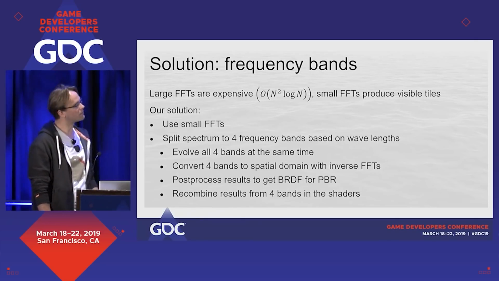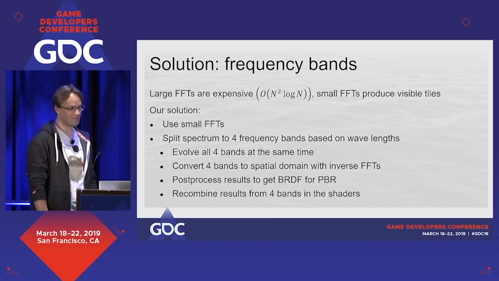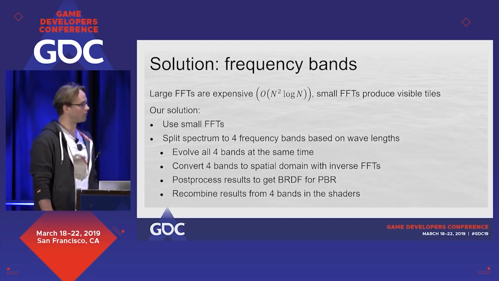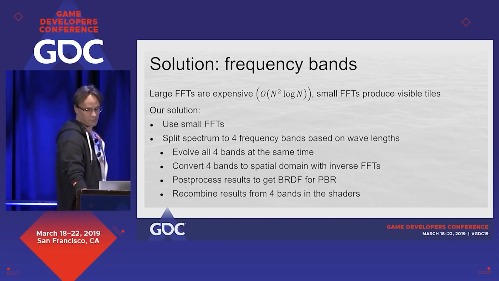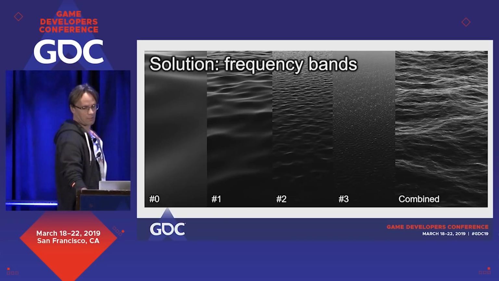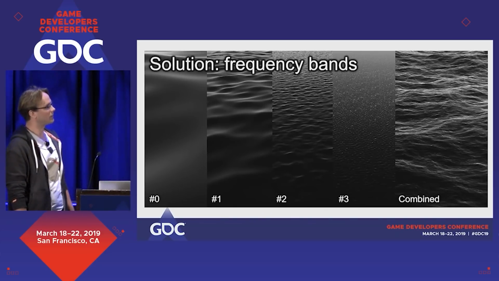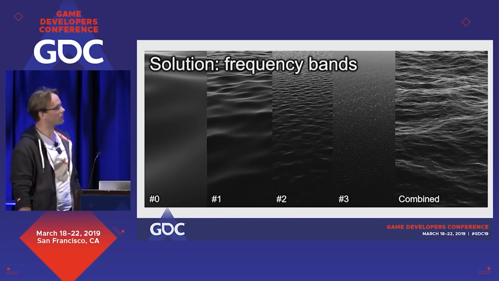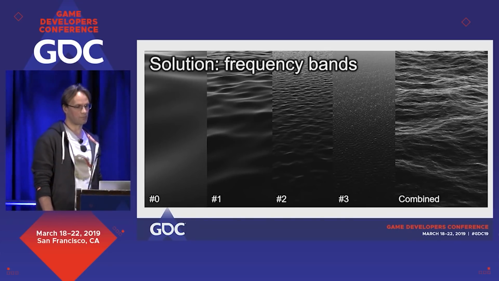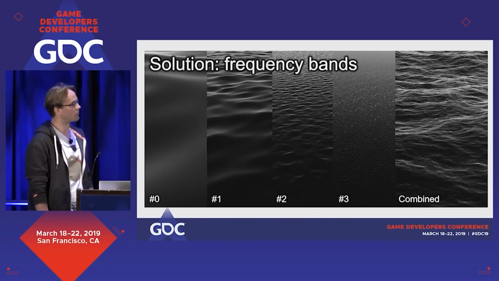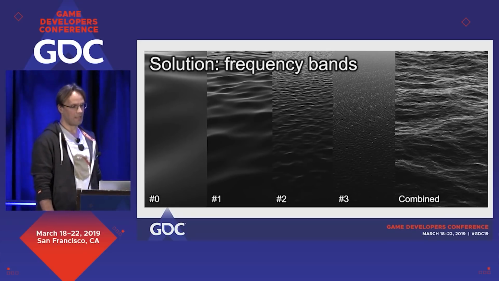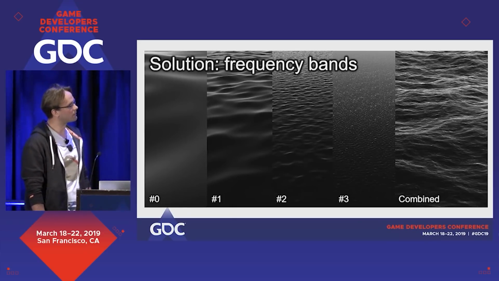Then we post-process the results to get an isotropic BRDF. We're going to talk about this a little later. And then we just combine all the displacements from all the frequency bands to get nice displaced ocean surface. This is how it looks. From left to right are the frequency band from the lowest resolution one, number 0, then goes number 1, then goes number 3, and then on the right portion you see all the frequency bands combined.